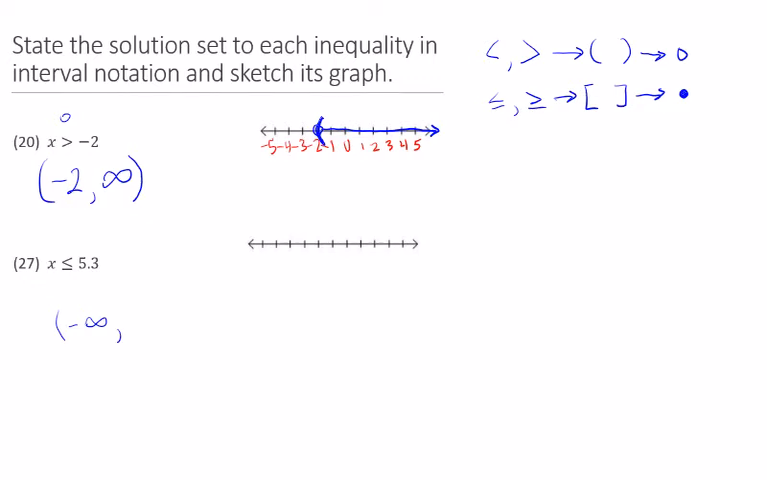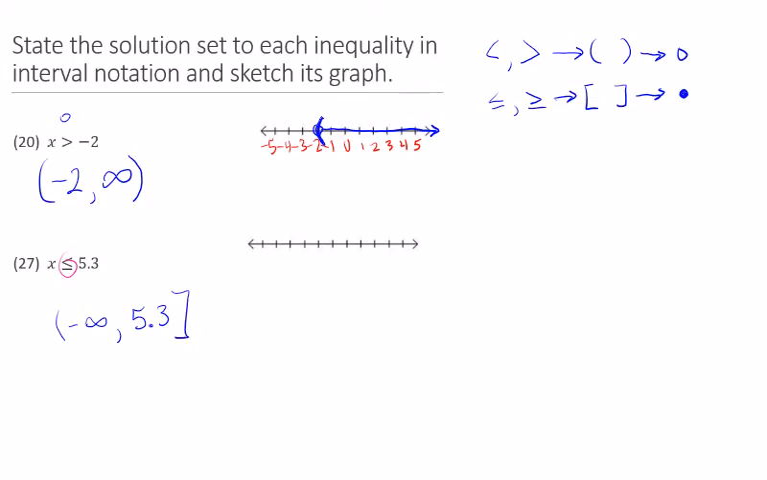All the way to -1,000, -1,000,000, -1,000,000,000, etc. So it goes all the way down to -infinity, and then it goes all the way up to 5/3, right? That's as high as it can be. And then since it has an or equal to, we're going to use brackets. Okay, so there's our interval notation.